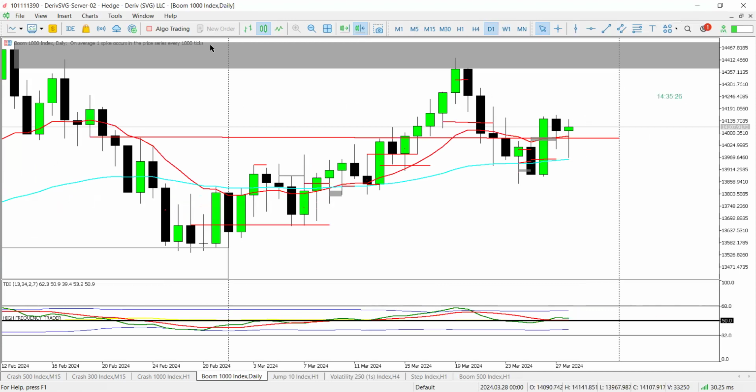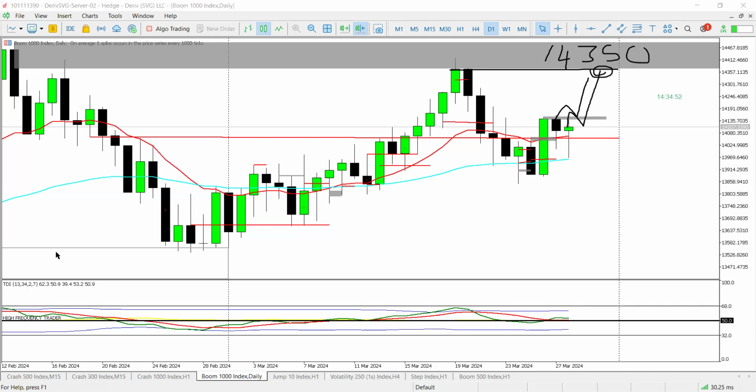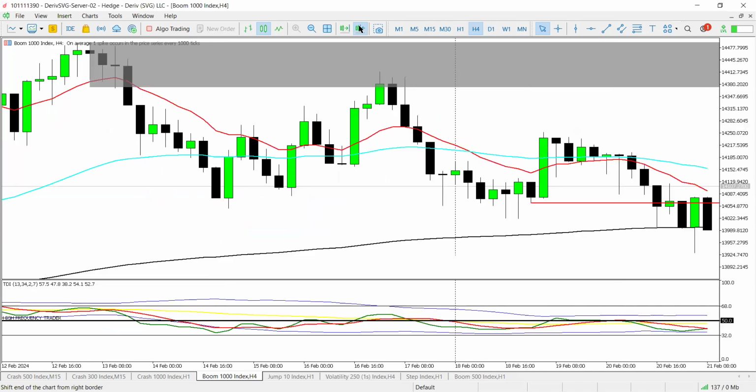Daily, we are rejecting the 13 EMA, which means I'd love to see price breaking this high. If we can break this high, then I'll definitely look for a continuation all the way up to about 14,350 as a take profit. If we can break here, I think price will definitely come here. Most likely, price will get up there. So let's see.